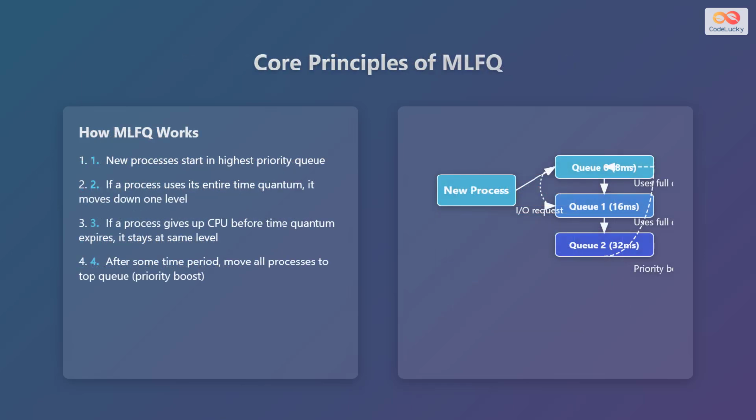Now let's explore the core principles of how multilevel feedback queue works. First, new processes always start in the highest priority queue, ensuring they get quick initial access to the CPU. If a process uses its entire time quantum, meaning it consumes all the CPU time allocated to it in a given queue, it moves down one level to a lower priority queue. However, if a process gives up the CPU before its time quantum expires, typically because it's waiting for an input-output operation, it stays at the same priority level. Finally, to prevent starvation after a certain time period, all processes are moved back to the top queue. This is known as a priority boost.